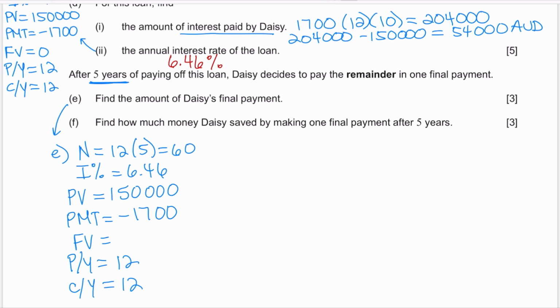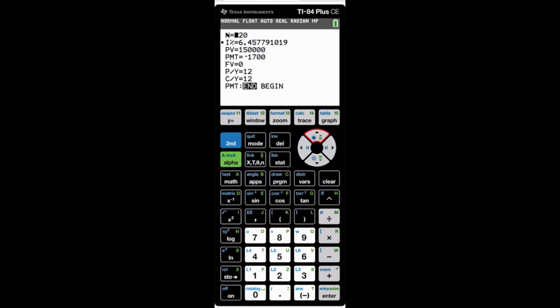So let's go ahead and put this into our calculator. So in our calculator, we're going to go 5 times 12 or 60. It's going to do 60 for me automatically. Like I said, because we just found interest rate and it is right there in the calculator, I'm going to leave it like that because it's going to help me avoid round off error. If you were to put 6.46, you should still get the right answer. So in this particular case, present value is still 150,000. My PMT is still negative 1,700. Future value is what I'm looking for. I'm going to come back to that. P per Y is still 12. C per Y is still 12.